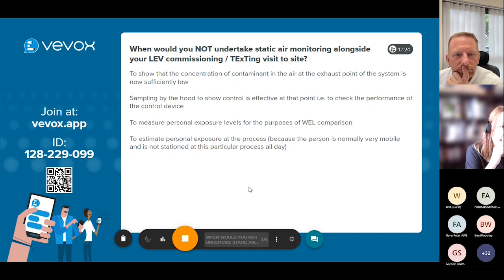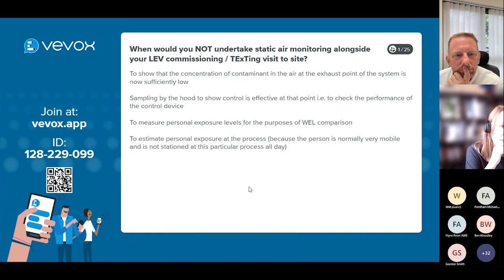When would you not undertake static air monitoring alongside your LEV commissioning or testing visit to site to show that the concentration of contaminant in the air at the exhaust point of the system is now sufficiently low? Sampling by the hood to show control is effective at that point. To check the performance of the control device. To measure personal exposure levels for the purposes of LEV comparison, or to estimate personal exposure at the process because the person is normally very mobile and is not stationed at this particular process all day.